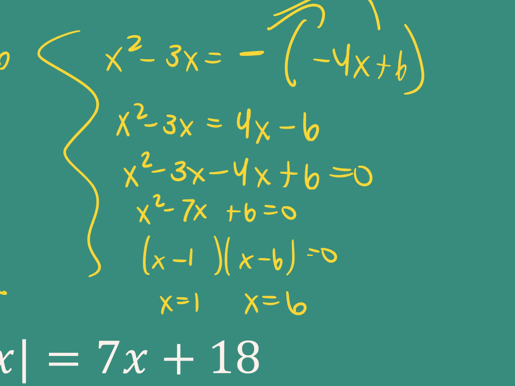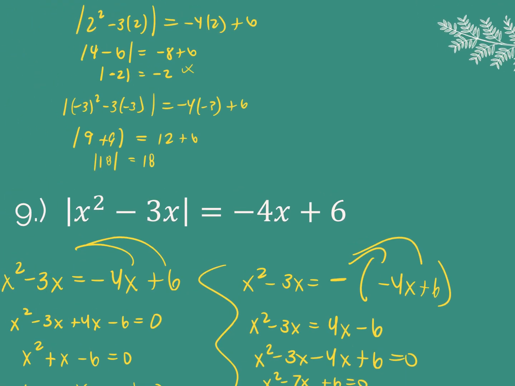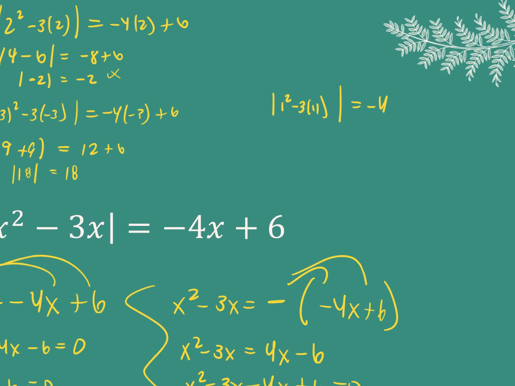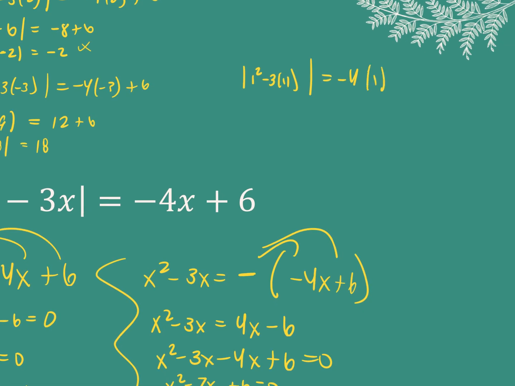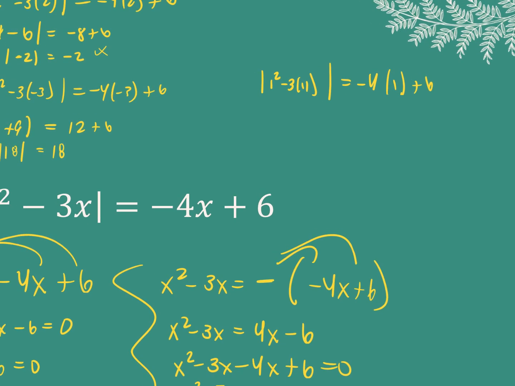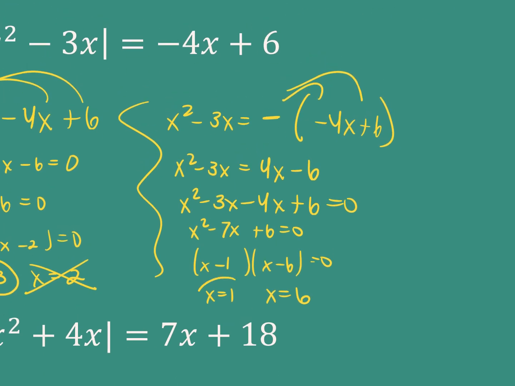One of these works, one of them doesn't. Tell me which one. All right, let's check real quick. I'm hearing both. So let's plug in 1. So I have the absolute value of 1 squared minus 3 times 1 equals negative 4 times 1 plus 6. What's 1 squared? 1. Minus 3. So absolute value of negative 2. And then I have negative 4 times 1 is negative 4 plus 6 is 2. What's the absolute value of negative 2? 2. Does 2 equal 2? Yes. Okay, so this one works.